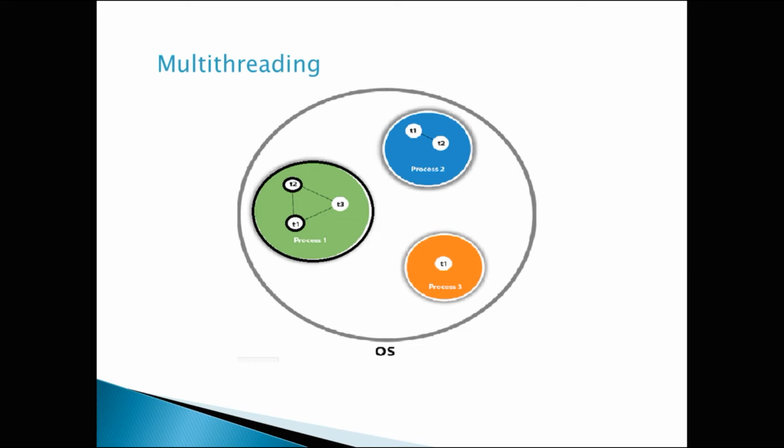So in this slide, in process 1, 3 threads T1, T2 and T3 will be executing, and in process 2, 2 threads T1 and T2, and in process 3, thread T1 will be executing.